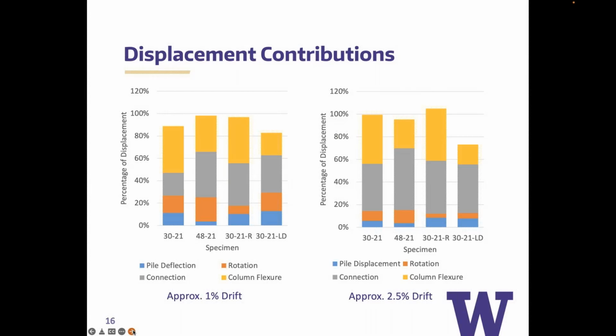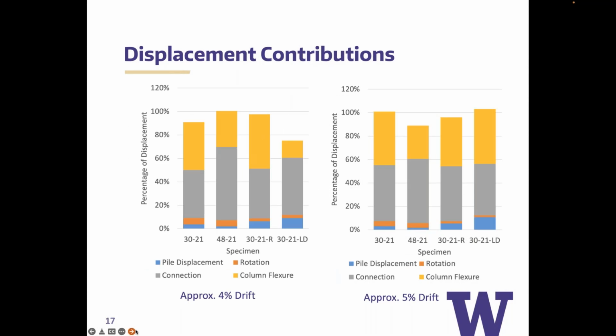And so, of course, not everything reached 100% because there are errors, unfortunately, in these measurements. But I think what you see is if you go from 1% drift, which is about twice yield, somewhere around there, and we increase that displacement to about 2.5%, the connection really starts to contribute. And if we go to 4%, and then 5%, again, you see that gray bar is pretty high in terms of the overall contribution.